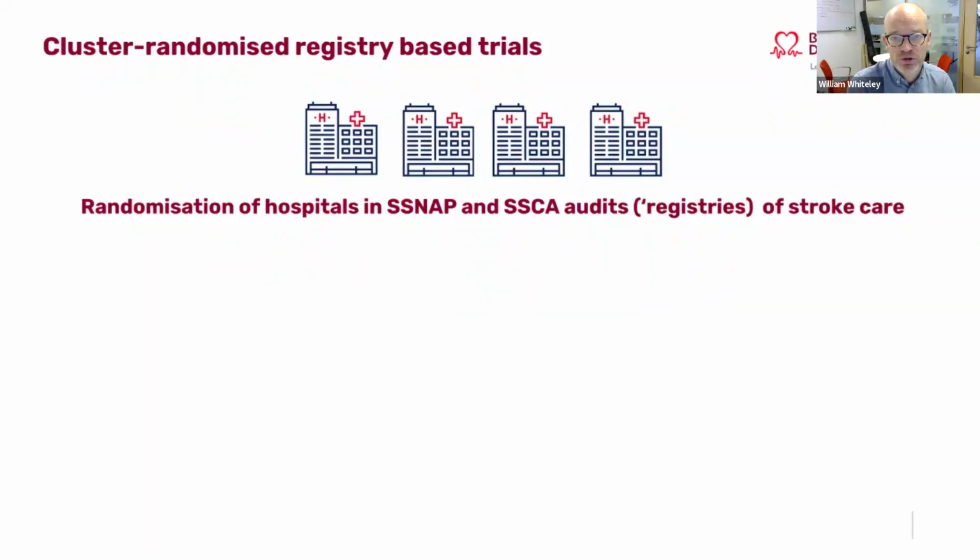And can we use these registries to start to think about testing different types of stroke care? And this is inspired by registry-based trials that have been delivered in, particularly in Sweden, where these have delivered nationally based interventions and got trials done very quickly.